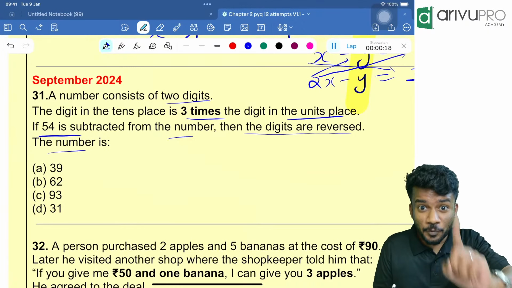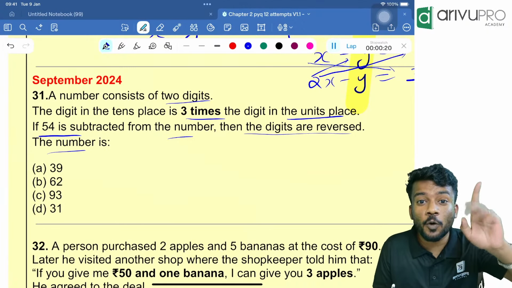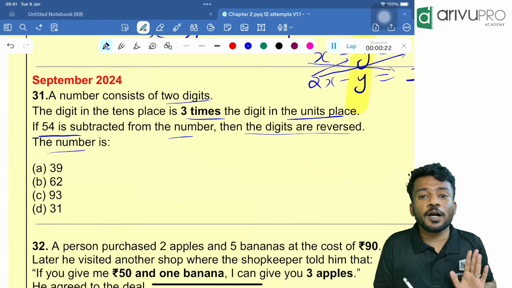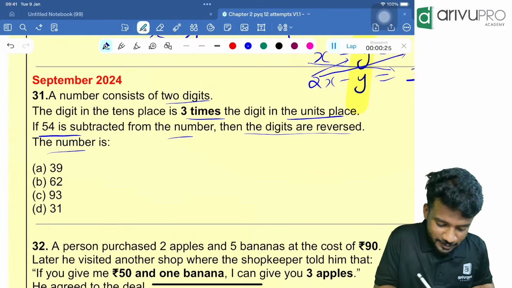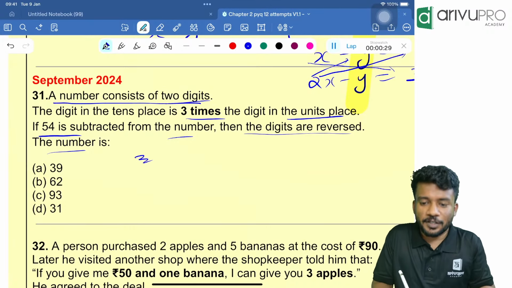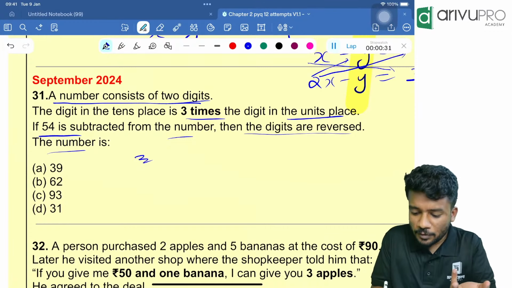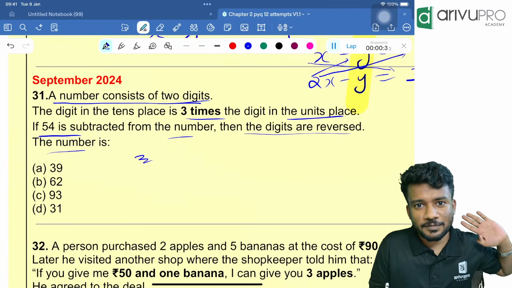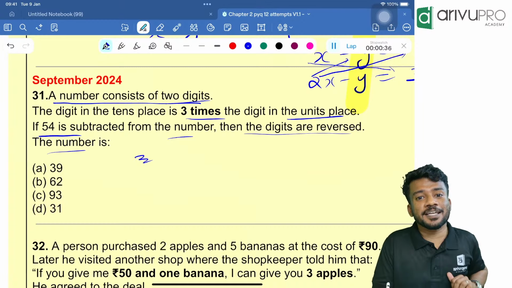Then, as a student in the exam hall, what are you doing? After reading it one time, you will read it again. You will again start, a number consists of 2 digits. Again you will write something, then again you will read. You will lose around 30-40 seconds over there. That's how you lose time in the exam hall.